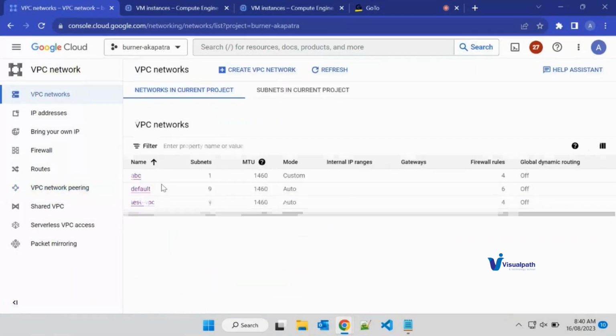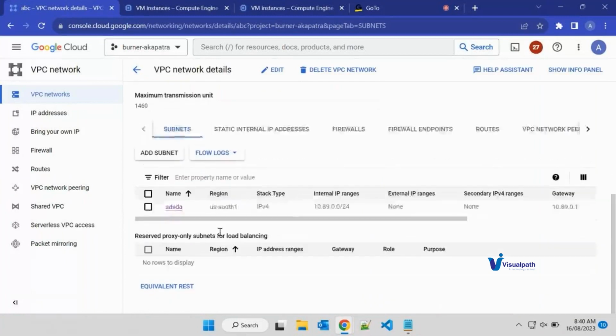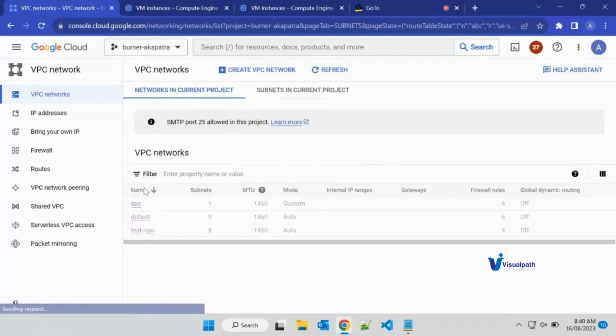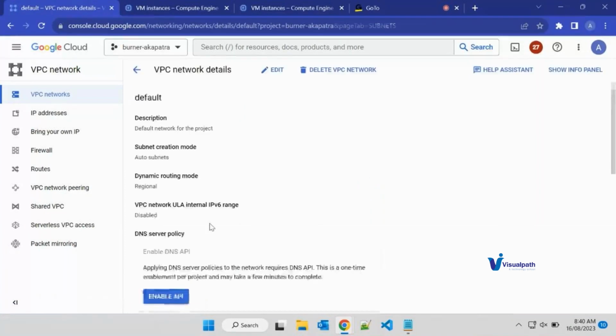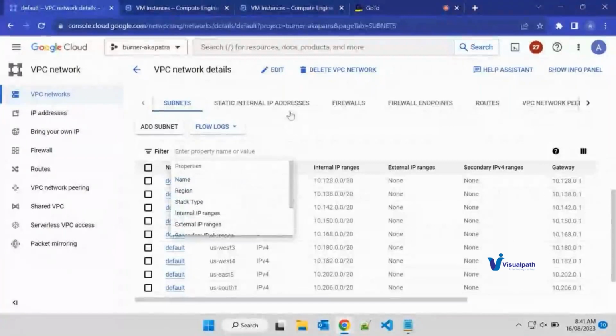Just to show you, you remember those network addresses, right? So ABC holds this 10.89 series, and the default holds the 9 regions with those subnet ranges of 128, 142, and 168, and so on, right? So these all got imported. Imported would be termed as taking it from the second VPC, and exported would be on the same part, right? So these all are now in.